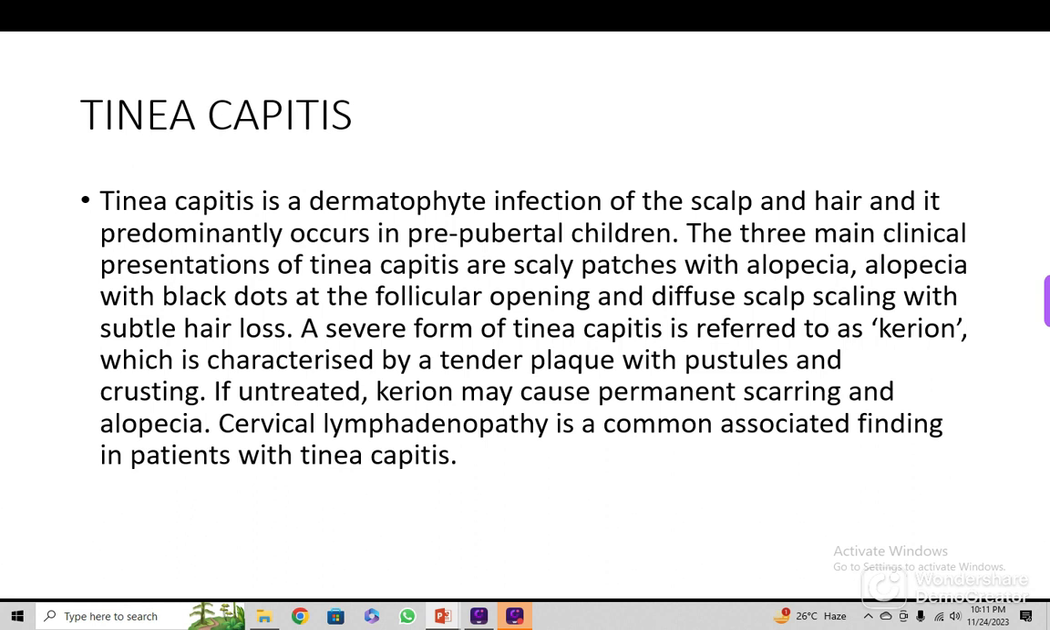A severe form of tinea capitis is referred to as a kerion, characterized by a tender plaque with pustules and crusting. It is a plaque, which means that the other parts near to it are normal, but associated with pustules and crusting. If untreated, the kerion may cause permanent scarring and permanent hair loss. Cervical lymphadenopathy is a common associated finding in patients with tinea capitis. You see these problems in children who also have pediculosis of the hair.